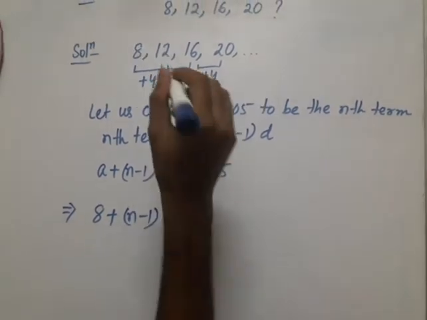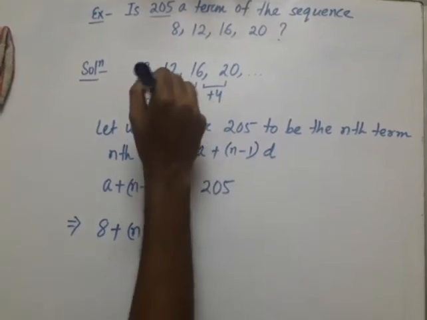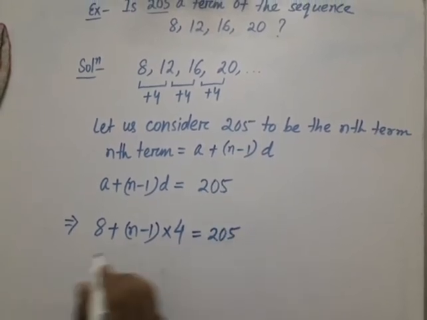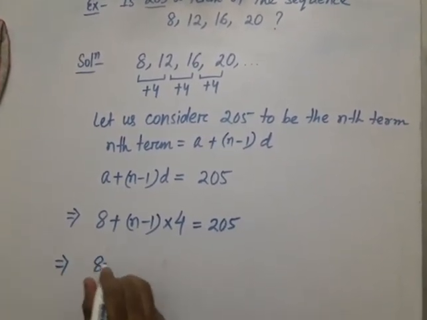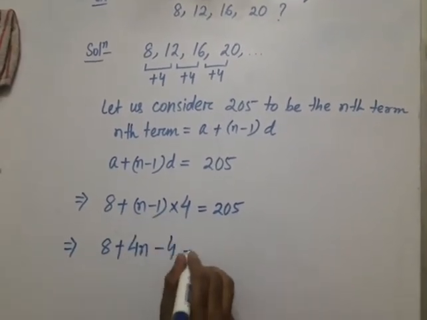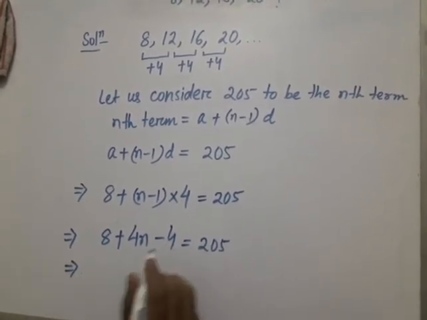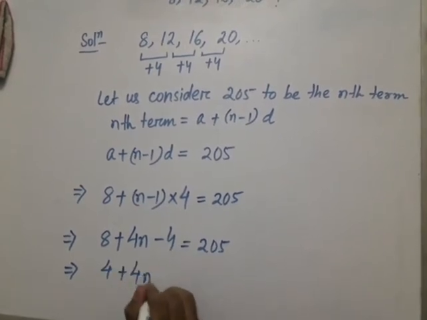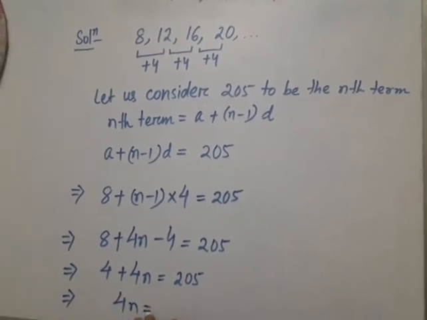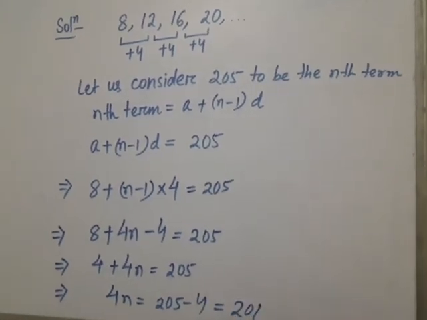D is the common difference, which we have here as 4, only 4, because there is no negative sign, there is a positive sign, so we will take only 4. Okay, 8 plus, we will multiply the 4 times of n, minus 4 is equal to 205. We get 8 minus 4 is 4. 4 plus 4 times of n, we get 205. 4 times of n is equal to 205 minus 4, which is equal to 201.